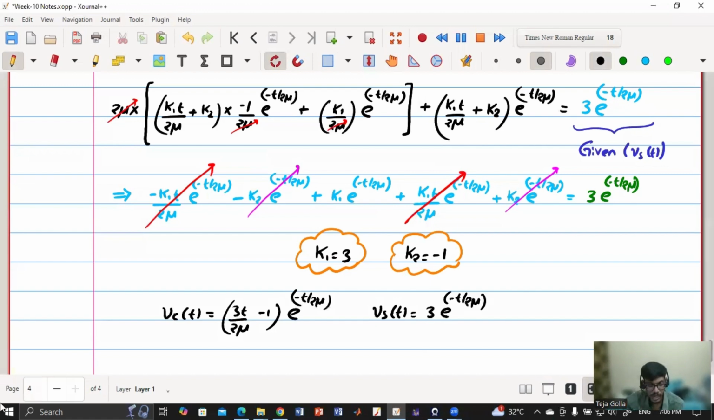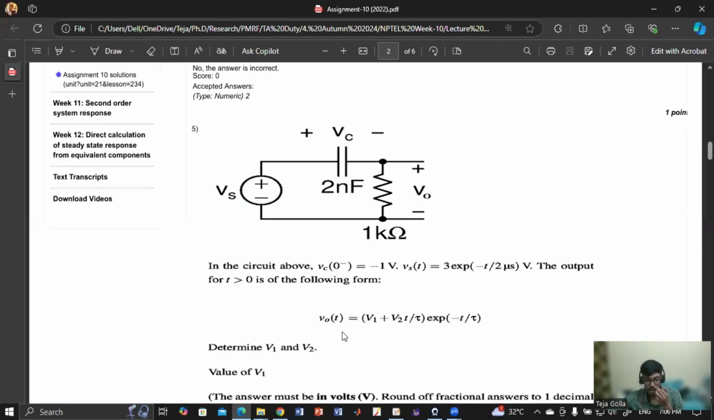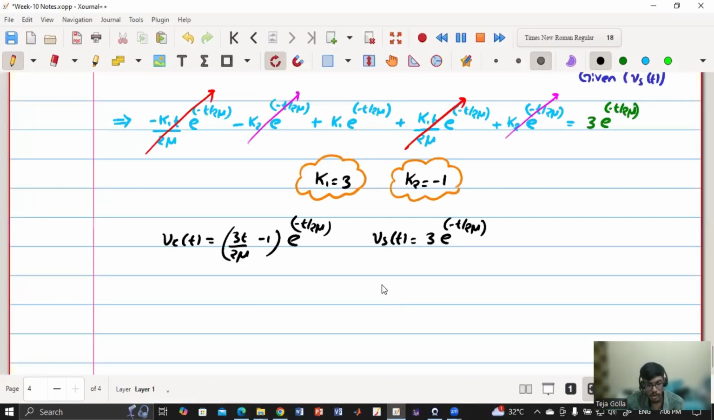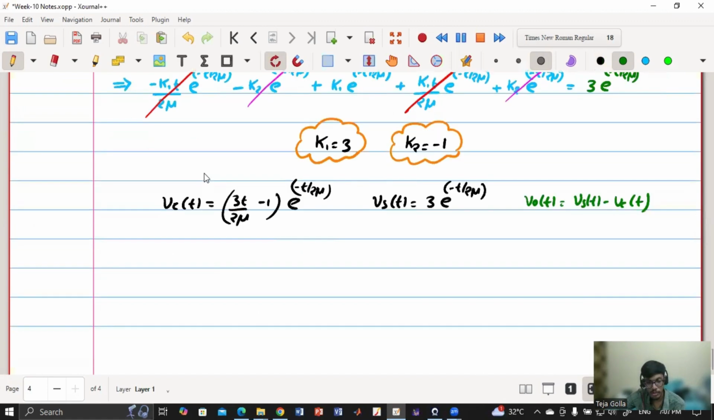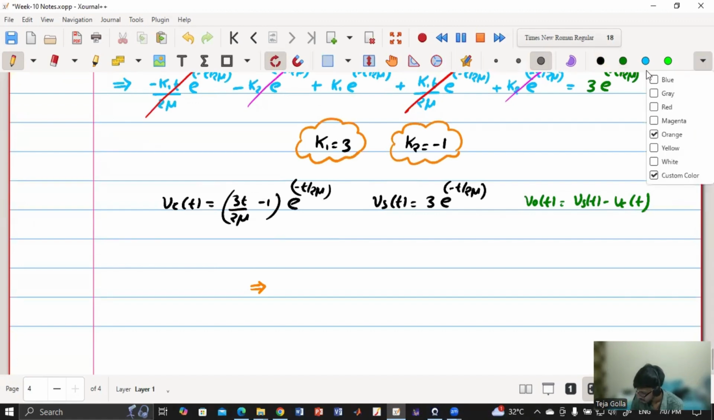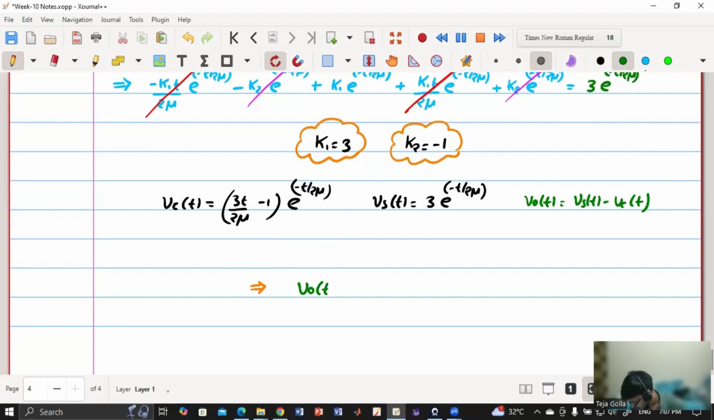Again, if you see in this question, they are asking what is V naught of t. So again, V naught of t is Vs of t minus Vc of t. So can you tell me what will be the expression of V naught of t? Anyone? Sir, 4 into e power minus t by 2 micro minus 3t by 2 micro into e power minus t by 2 micro. Yes, you are right.